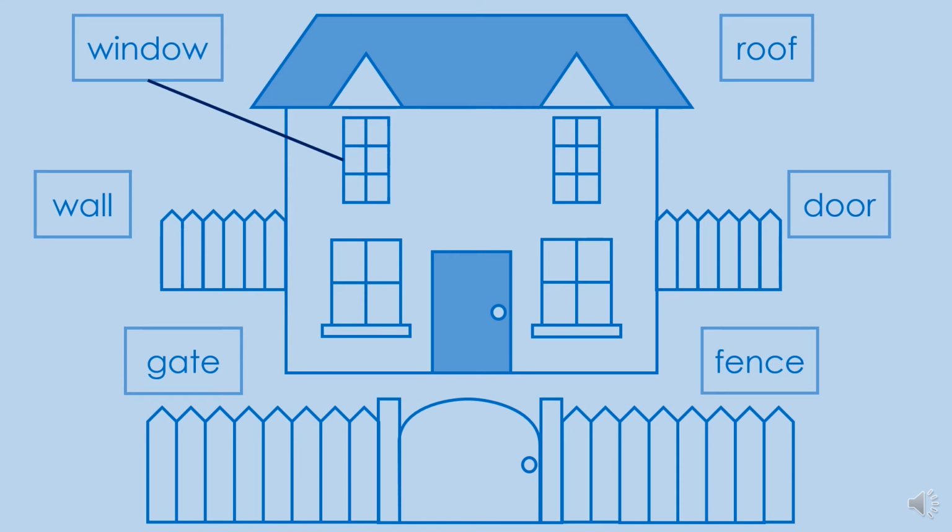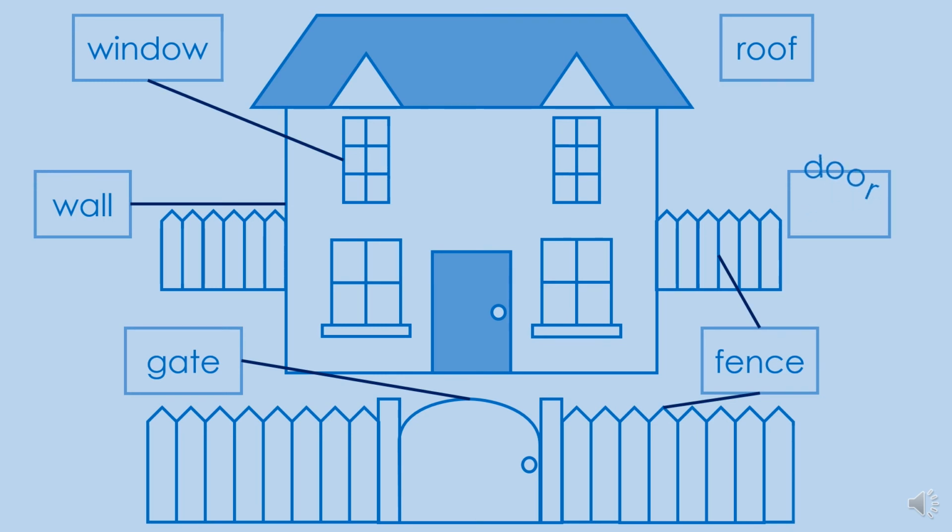Next is wall. Very good. Let's draw a line to the wall. The next one is gate. Where is the gate? Very good. It's in front of the house. Let's draw a line to the gate. Next is fence. Very good. It's in front and at the back of the house. Draw a line to the fence.